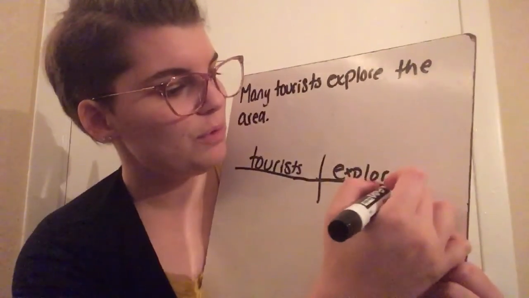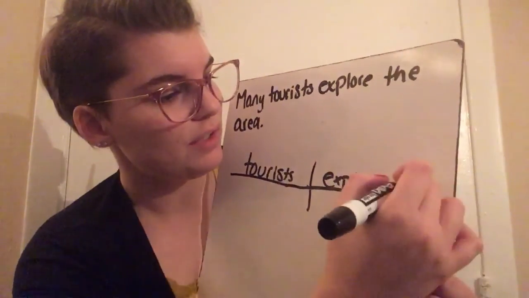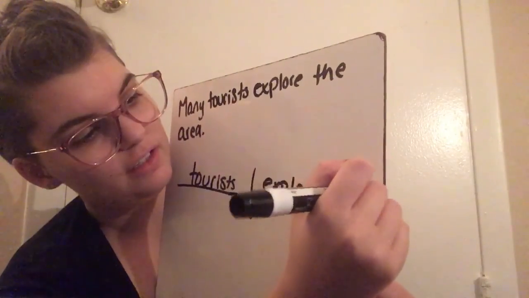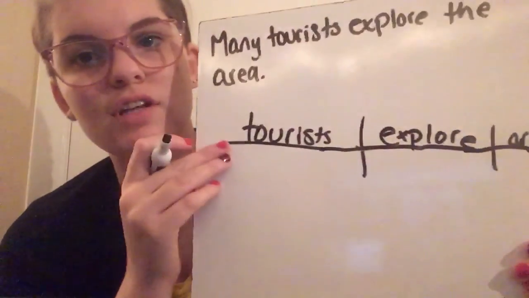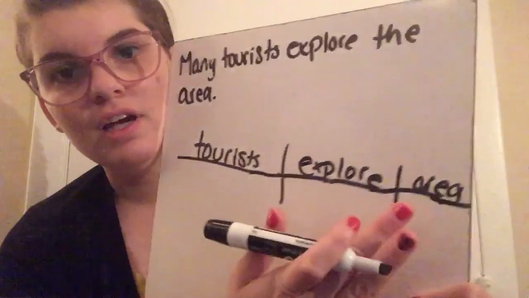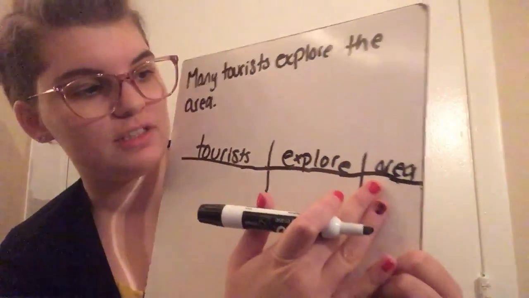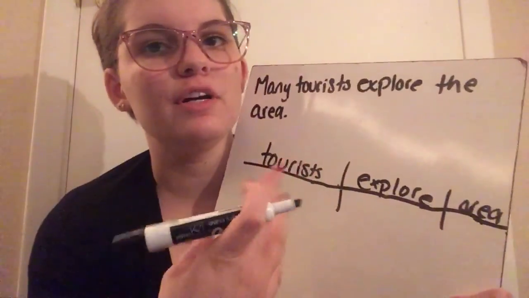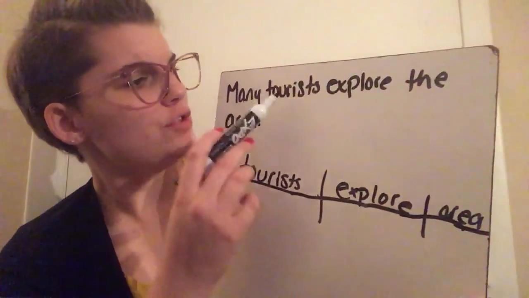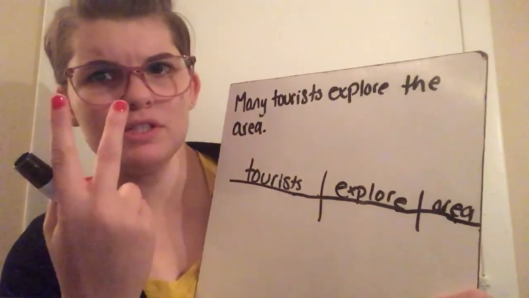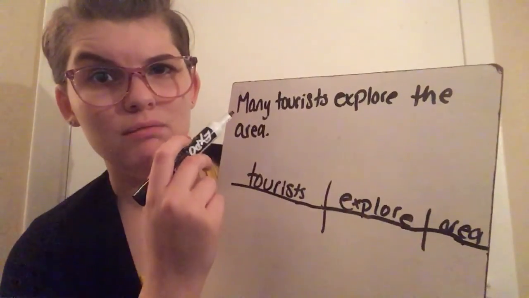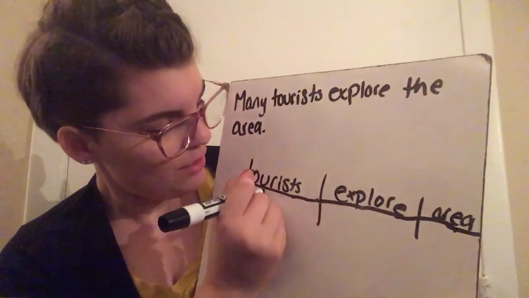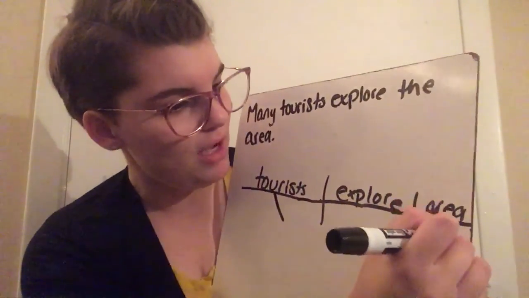So, he explored what? We're going to try to write here. So we have area. So it goes subject, verb, and then direct object. So the area is the direct object. It's what's being explored. Now hold on. I have tourist, explore, and area. I'm still missing 2 words. I'm missing many, and I'm missing the. So these modifiers will go off of the word that they modify.